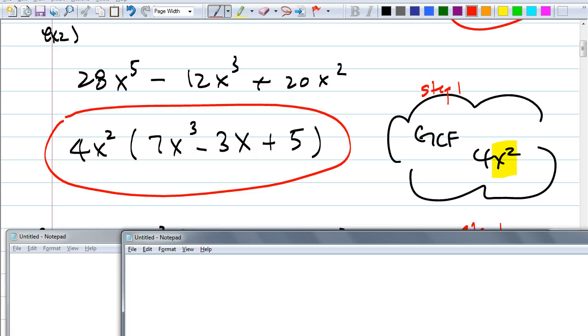So as you can see, we have now factored that trinomial as 4x squared times this whole trinomial, 7x cubed minus 3x minus 5. Okay. Any question? Are we good with that?